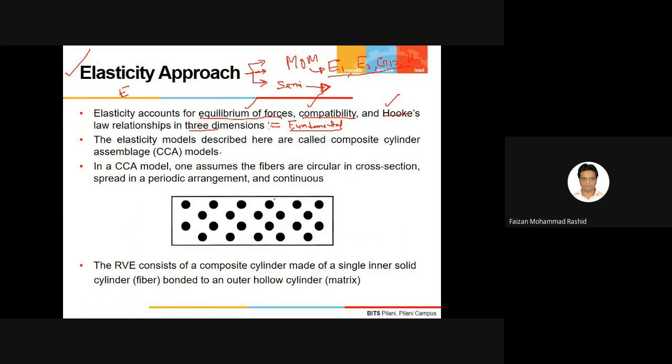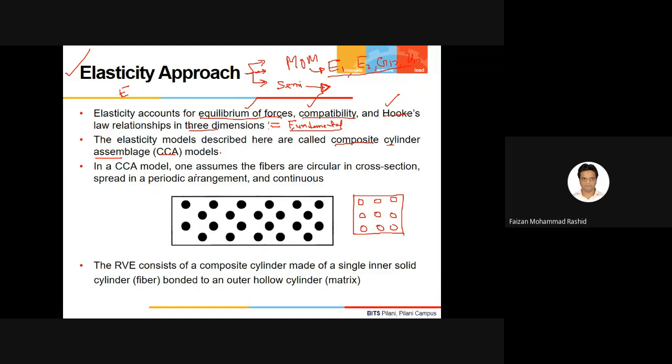So in this approach, cylindrical fibers are assumed to be embedded in the matrix. That is how we are doing it in all the cases. Either it is arranged in a hexagonal pattern, or in a regular square pattern like this one. Both are possible. The elasticity model described here is called the composite cylinder assemblage, CCA model.